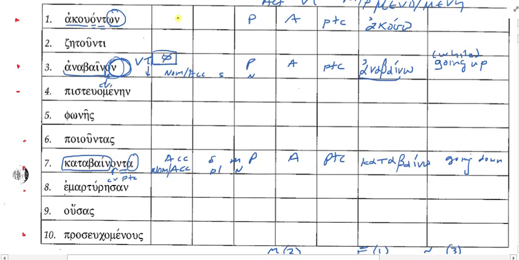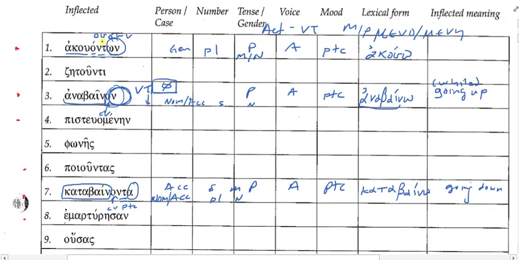Omega nu is always what case and number? Genitive, plural. But what gender is it? Masculine or neuter. Why not feminine? It would be akououson. I'd have the omicron upsilon sigma and then the on ending that obscures the alpha that would normally be there for the first declension. Akououson would be the feminine genitive plural. Okay? The masculine and neuters, we'll see the nu tau there before the on.